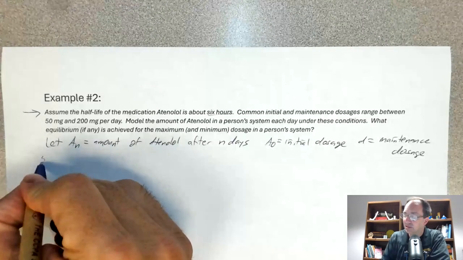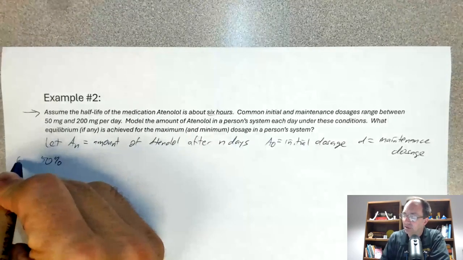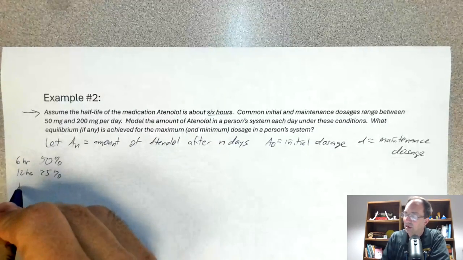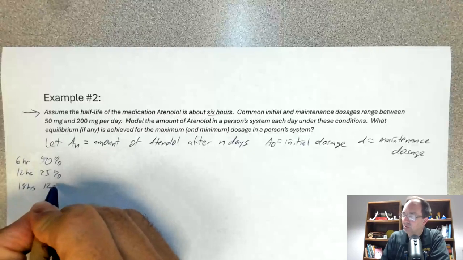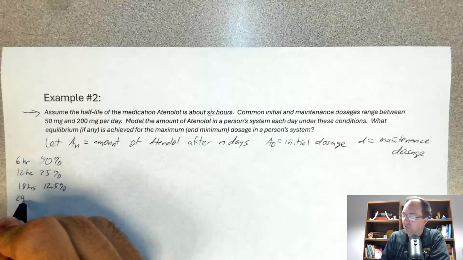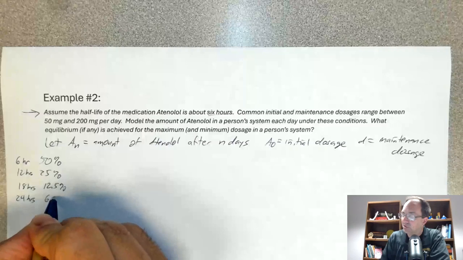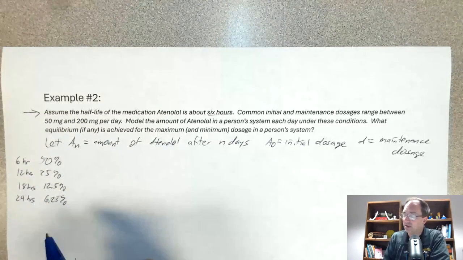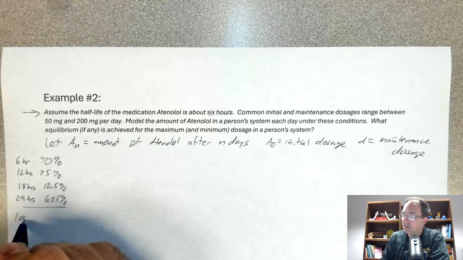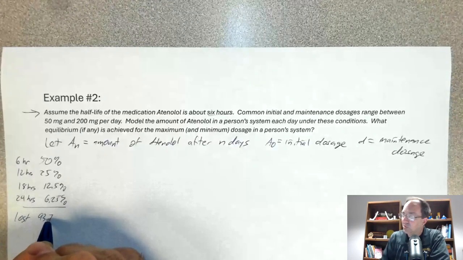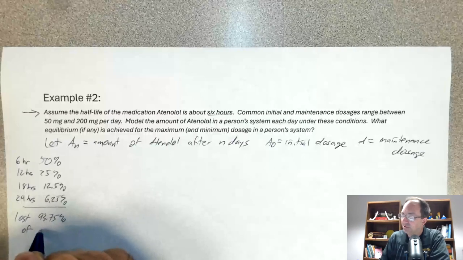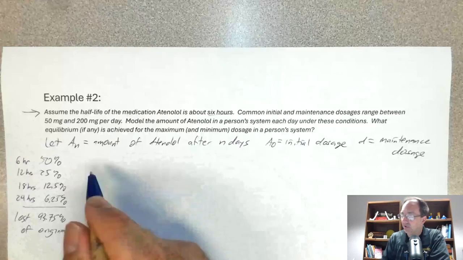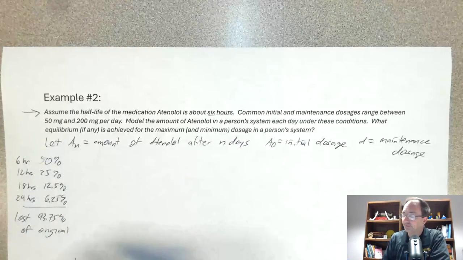If we have 50% after 6 hours, then after 12 hours it will be half of that, so 25%. After 18 hours it will be half of that, 12.5%. And after one full day it will be half of that, 6.25%. And keep in mind, this is what's remaining. So what that means is that we've lost 93.75% of the original. So that's the change for our model.